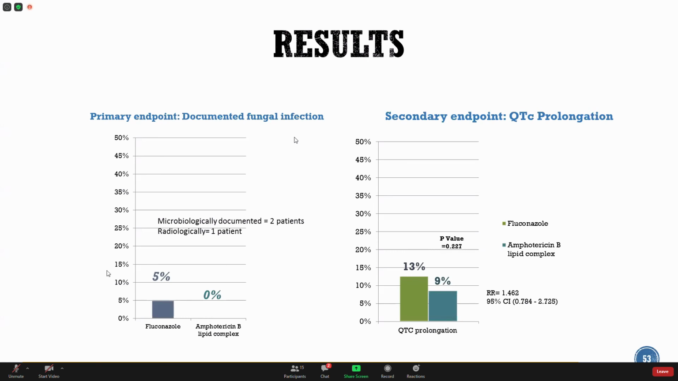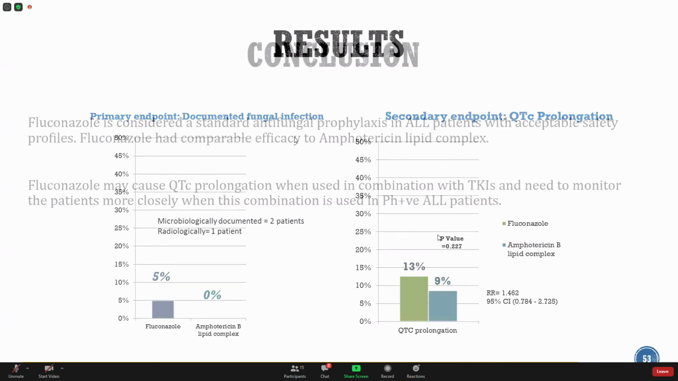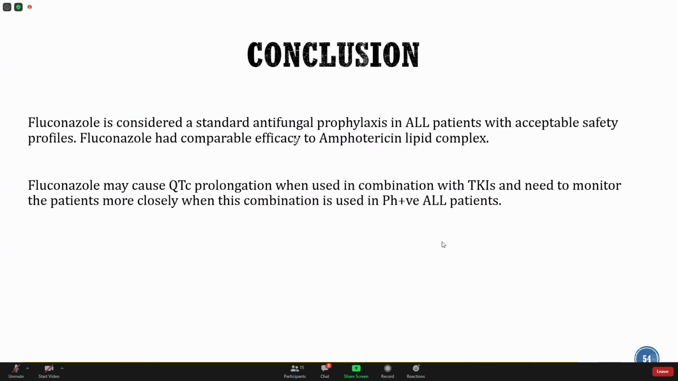So basically, we found there's no big difference in efficacy, and QTc prolongation was found in 13% of patients with fluconazole and 9% with Abelcet, because Abelcet can cause hypokalemia and hypoglycemia. The p-value was not significant for that. Based on that, and also looking at the cost comparison, we found Abelcet is much more expensive in comparison to fluconazole, and the difference is more than 2 million reals per year. So we recommended that we continue using fluconazole.